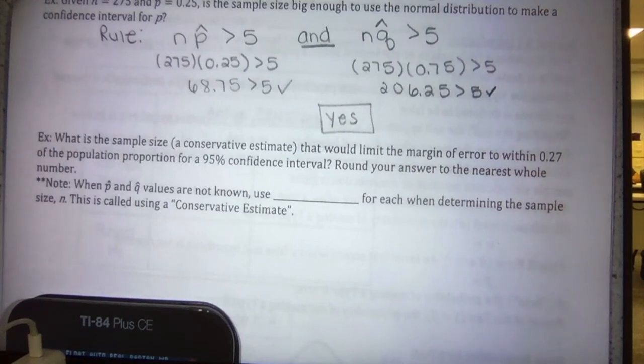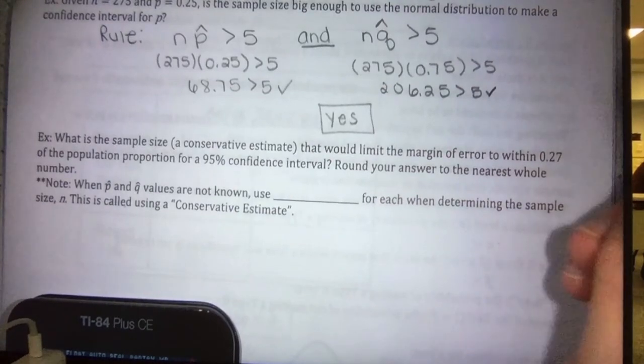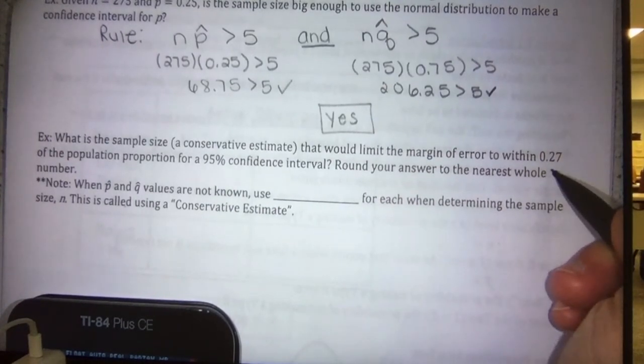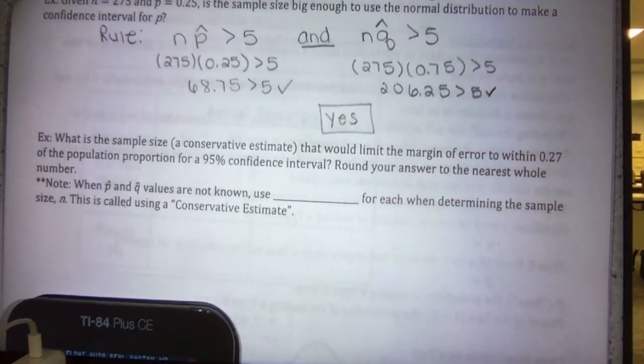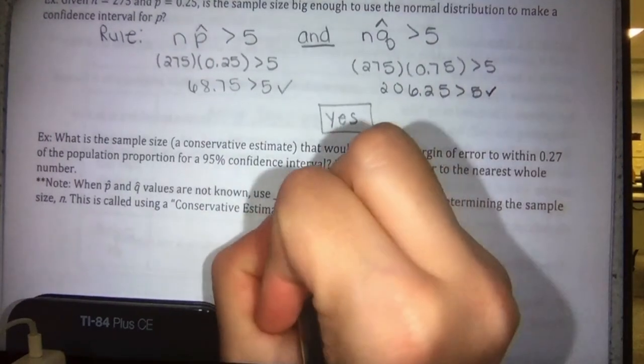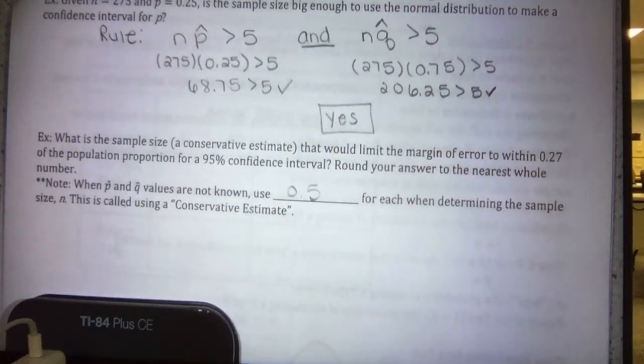Alrighty, so the next example says, what is the sample size? So we're trying to find n, a conservative estimate. They use that word sometimes, so I wanted to make sure you realize it's the same thing. We're still just trying to find n, the sample size that would limit the margin of error to within 0.27 of the population proportion for a 95% confidence interval, rounded to the nearest whole number. Note, when p hat and q hat values are not known, we use 0.5 for each when determining the sample size n. This is what's called the conservative estimate.